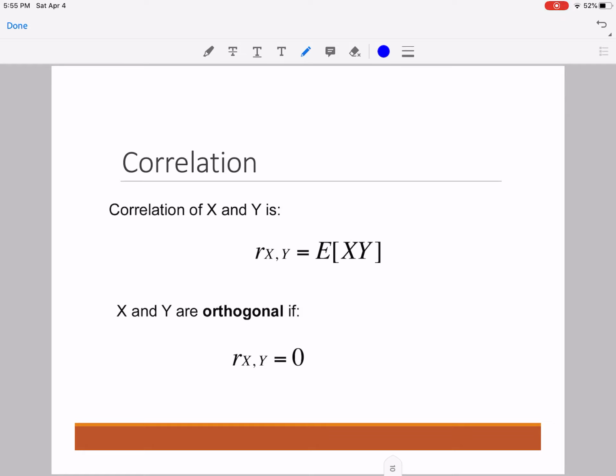So the correlation of x and y is given by the expected value of x times y. This is usually used for statistical signal processing concepts to find out whether x and y have this tendency to cancel each other out. If x and y tend to cancel each other out, the expected value of x times y will be equal to 0.